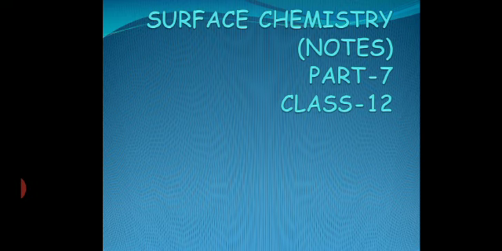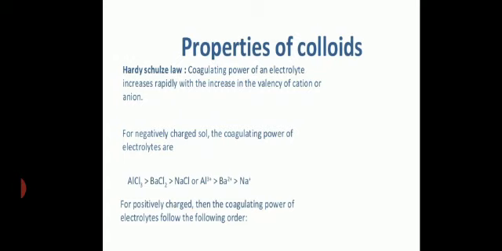As a result of the difference of potential that exists between the fixed layer and the diffuse layer, this potential is known as electrokinetic potential or zeta potential. I hope you got the origin, what electrokinetic potential is, and the adsorption theory, that is, preferential adsorption of ions from the solution. In simple words, I've explained it to you.